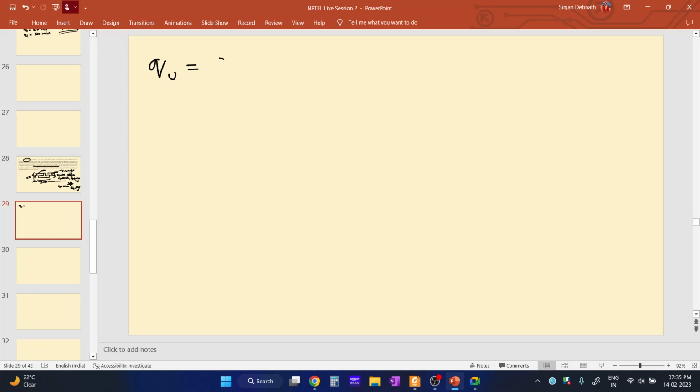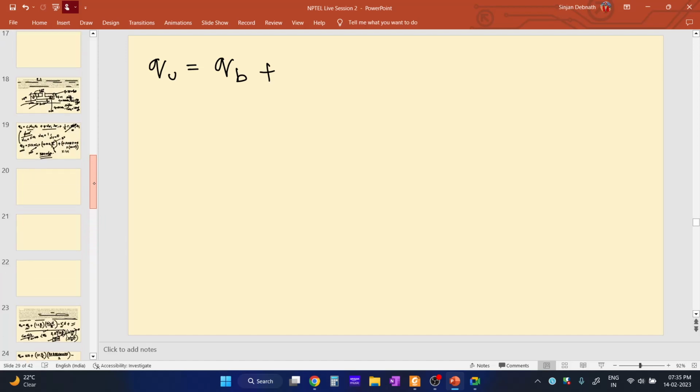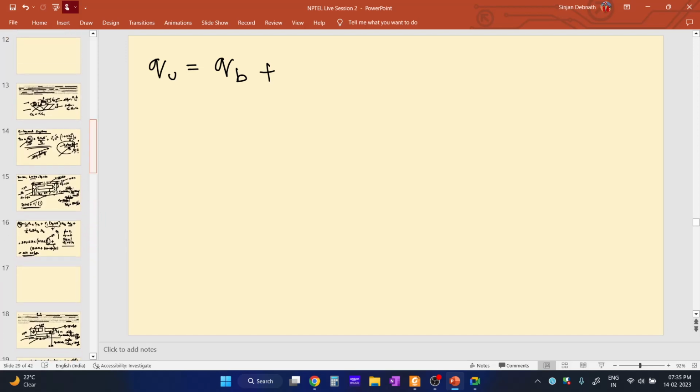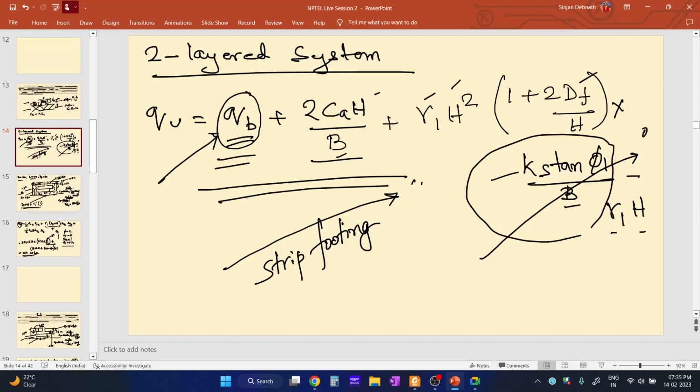It is qb plus, I have already written over here, you see this one, qb plus 2 c_a H by B plus gamma 1 H squared, 1 plus 2 Df by H, into Ks tan phi 1 by B, minus gamma 1 into H. Okay.